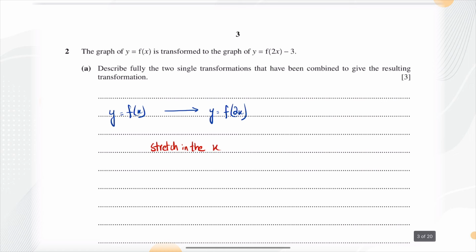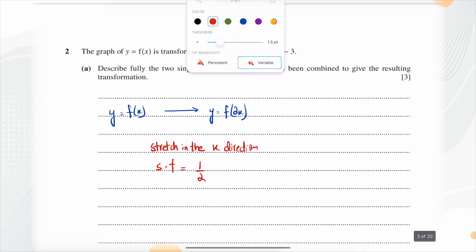Okay, so stretch in the X direction, that's transformation number 1. And what about the stretch factor or the scale factor? 1/2. Okay, remember, with X it's always the opposite. If you're adding something, that means it's moving to the left. If you're subtracting something, that means it's moving to the right. If you're multiplying X by 2, that means the actual coordinate is getting divided by 2. Alright, so that's the first transformation.